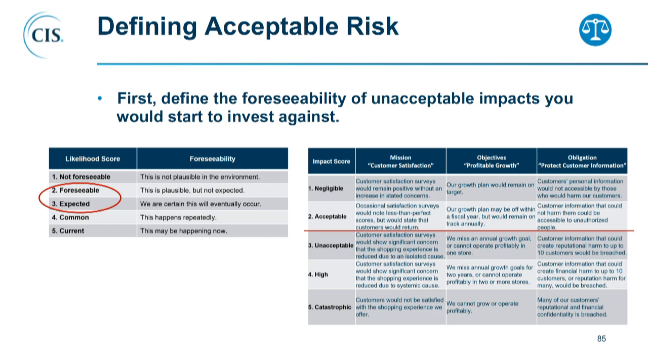This is something that every organization has to think through themselves. This is one of those lie down on the couch and tell me about your childhood moments. They might say, let's see, if something is a level 2 foreseeable, it's plausible but not expected that would have an unacceptable impact. They've got to ask, will we invest against that?